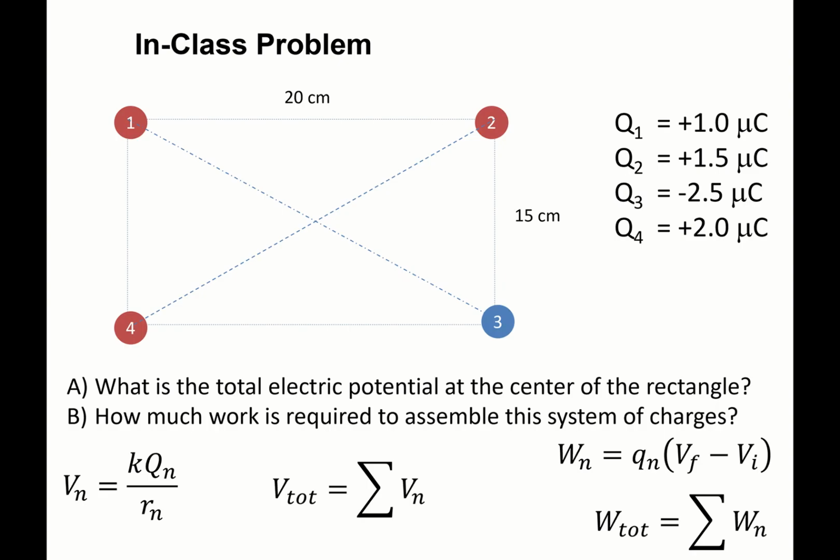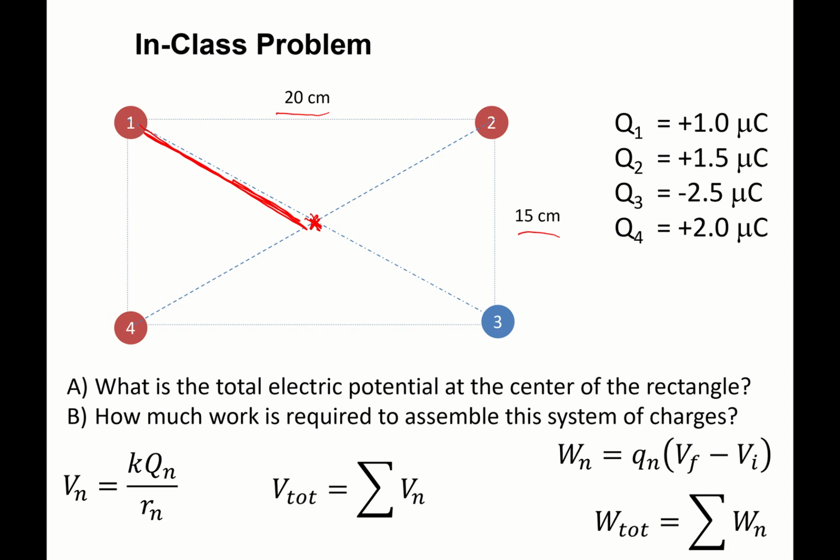Okay, so let's see if you understand it. So the question that I want you to work on for your active learning question is, given this rectangle of charges, so charge 1, 2, 3, and 4 are given over on the side, I want you to calculate, first of all, in part A, what's the total electric potential V at the center of the rectangle. So that means you're going to have to calculate the distance of half the diagonal. So you're going to have to do similar trig to what I did. And remember, you're going to convert the centimeters to meters.